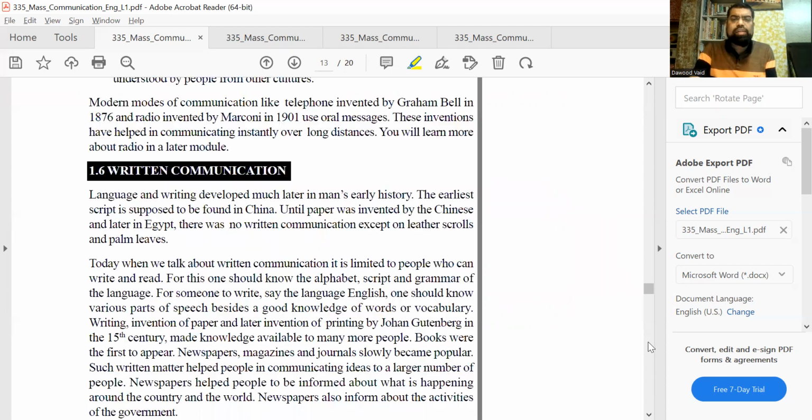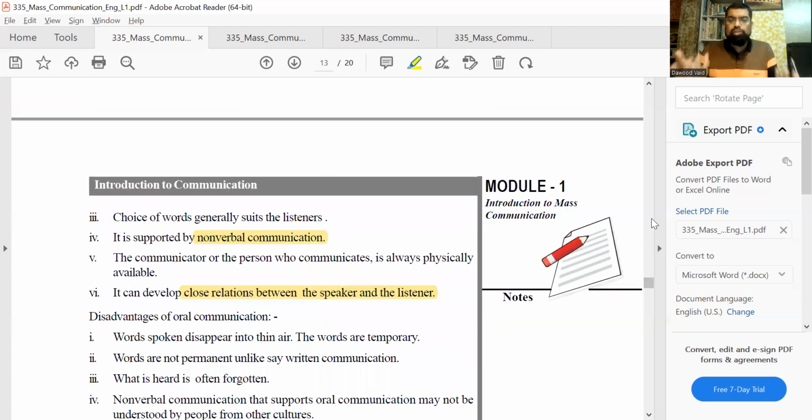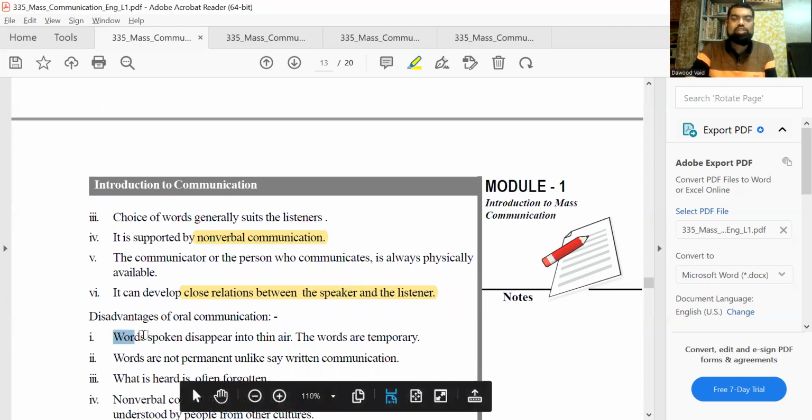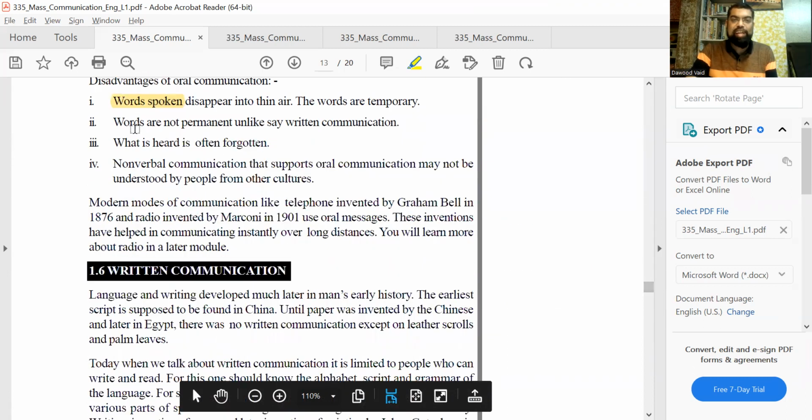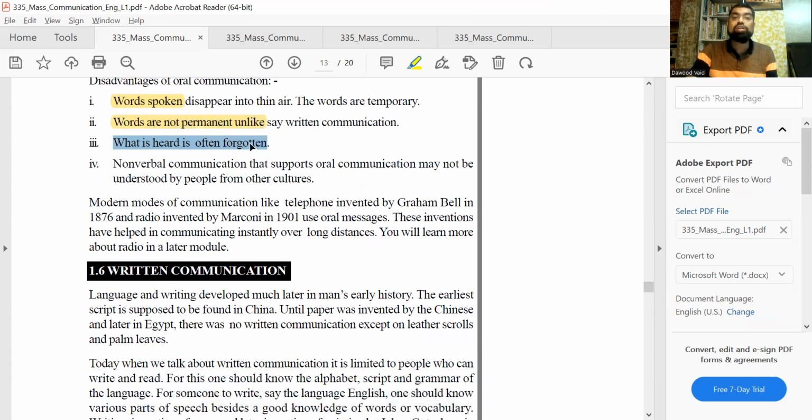What are the disadvantages of verbal communication, oral communication? Well, baatein hain, bol di, bhool gaye. So words are spoken and not permanent. It is not written down. It's not like a tattoo. It's just listened to. Then it is often forgotten. And non-verbal communication that supports oral may be understood, may not be understood. For example, so many times you say something without seeing the person, you may not be able to communicate or convey the idea.